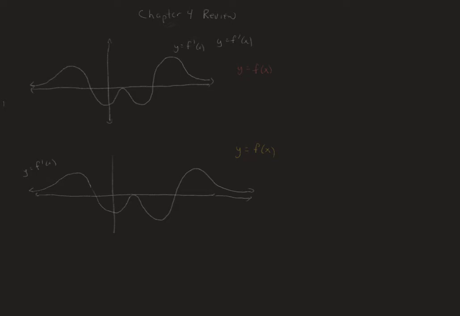We're going to do a few problems to review for the Chapter 4 test. We'll look at the graph of the derivative and get the second derivative, and we'll also try to figure out how to get the original function from the derivative. And then we'll do an optimization problem, a related rates problem, and a graphing problem.